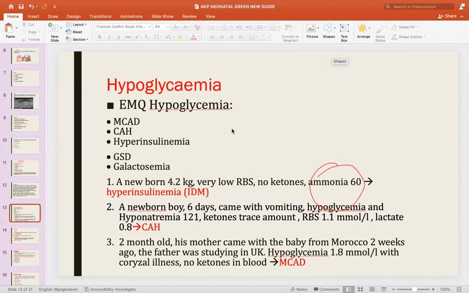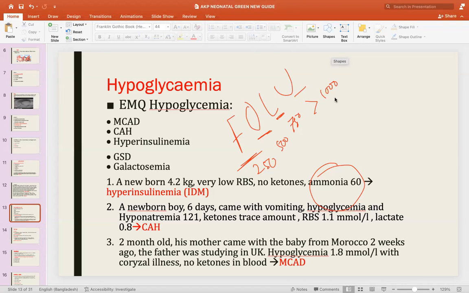There is the mnemonic FOLU. What do you mean by this FOLU? F is fatty acid oxidation defect. Here the ammonia level will be like 250. O is organic acidemia. Here the ammonia level will be like 500. L is liver disease. Here the ammonia level will be like 750. U is urea cycle disorder. Here the ammonia level will be more than 1000.